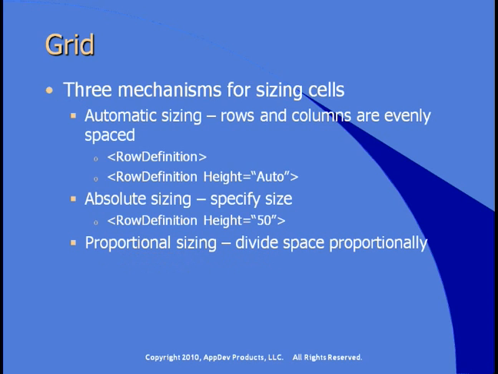And you can use proportional sizing to divide space proportionally. So let's say you have 5 rows and you set the height on each of them to an asterisk, then each row would get 1/5 of the available space. If you had 4 rows, they'd each get 1/4 of the available space. You can fine-tune that by adding a number. Let's say you have 2 rows and you set the first height to star and the second to 2 star. This says that the first row gets 1/3 of the available space and the second row gets twice that, or 2/3 of the available space. So let's go see some examples of using the grid.